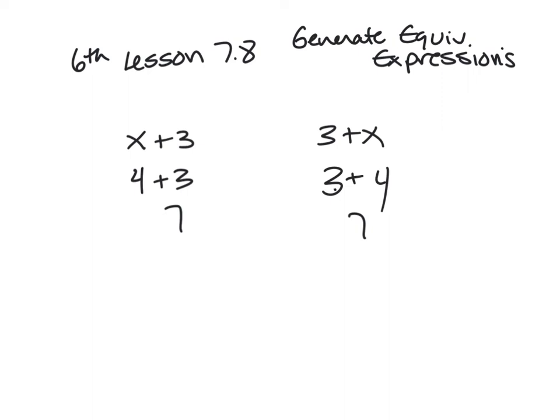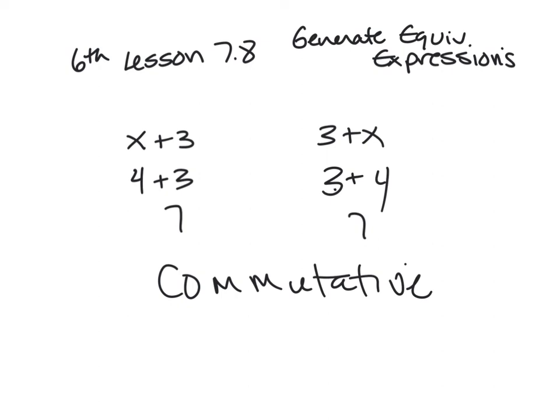So that is called the commutative property of addition, if it's addition, and commutative property of multiplication, if it's multiplication. It just says, hey, you can flip these around. If it's addition only, or if it's multiplication only, you can move these around, and that's okay.